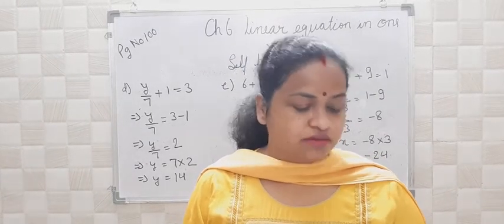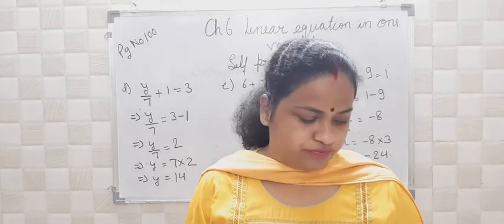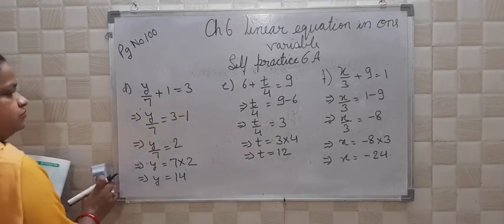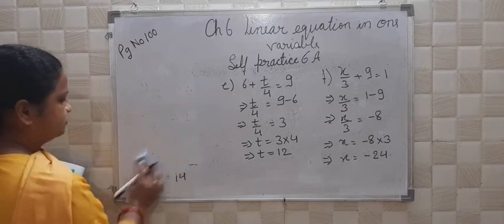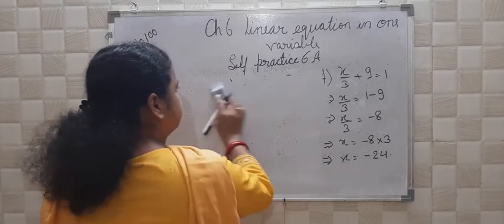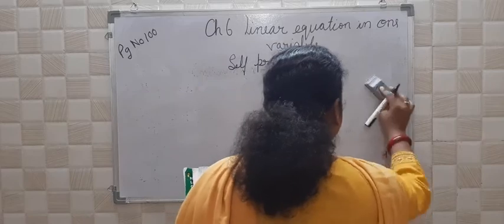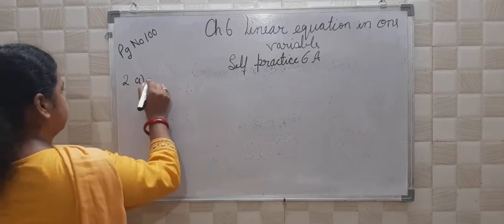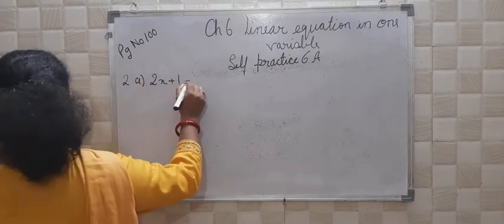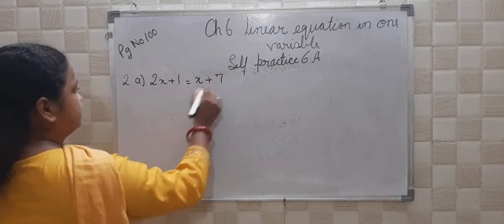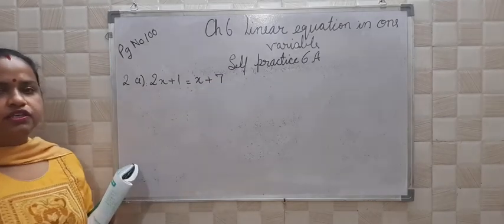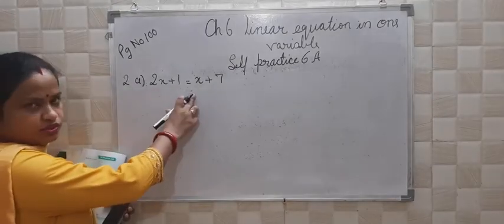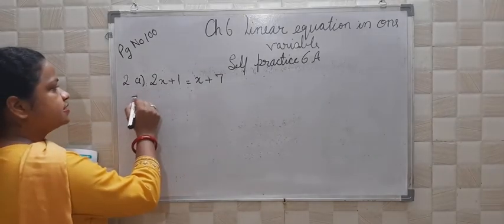Okay. Now let's move to question number 2. Now in this, what you will do firstly, you take the variable on one side and the number on the other side. You see here variables are on both sides. So you will do it like this.